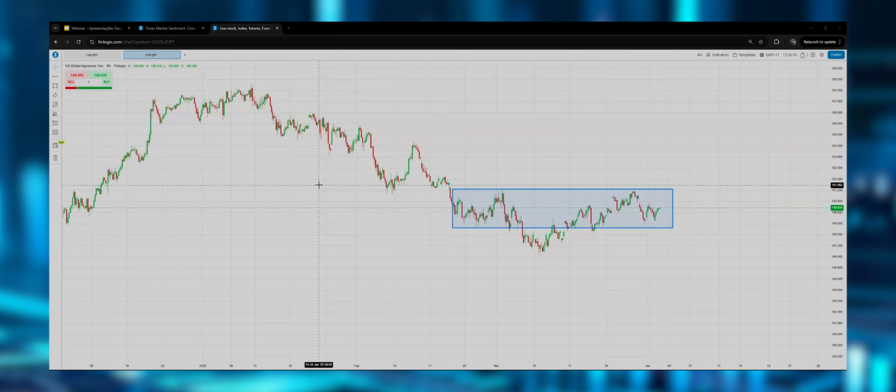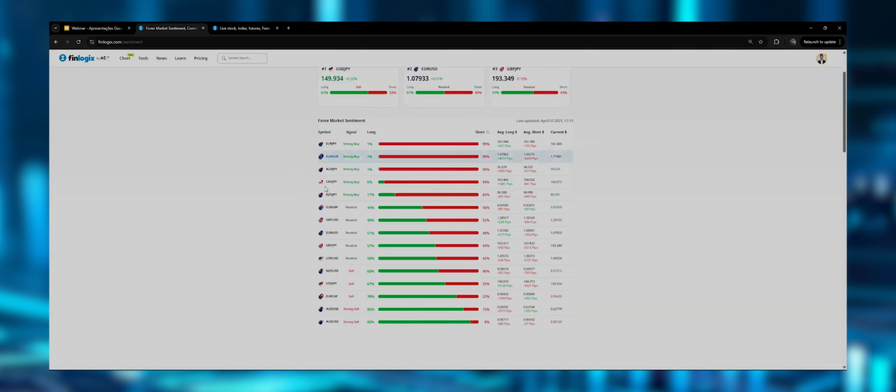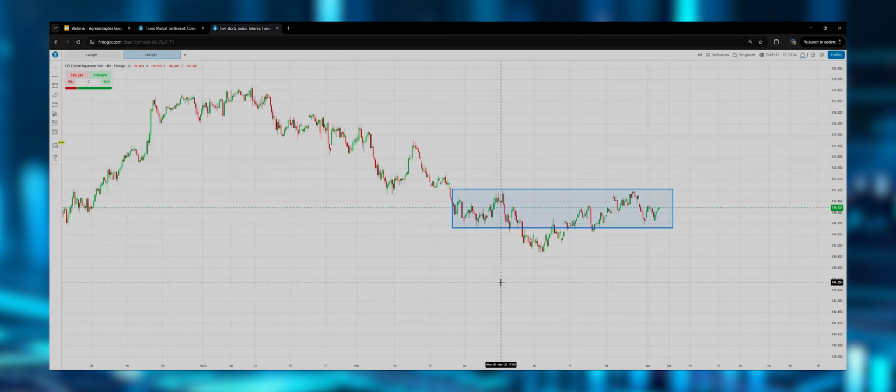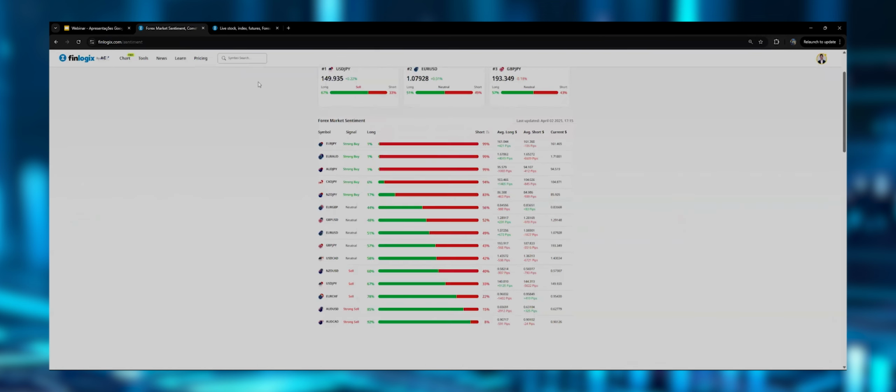Okay, that's my take on the Japanese yen, and that's the reason why we're not trading Japanese yen. But again, I'm doing the analysis. If you want to trade, go for it. It's just my personal take.